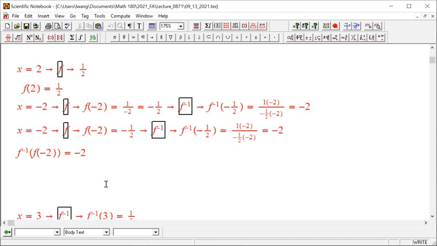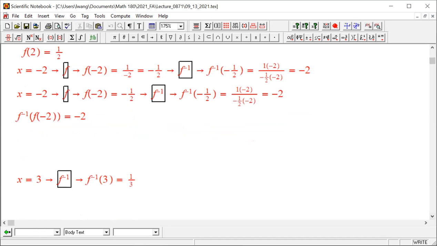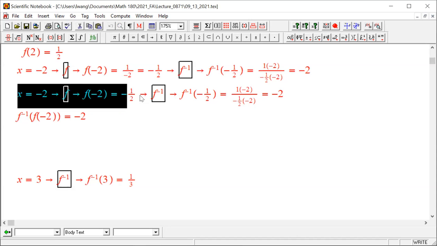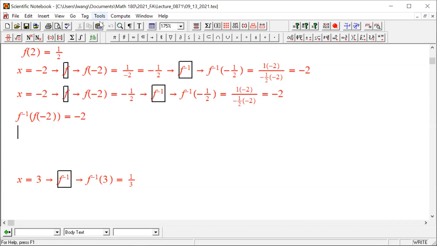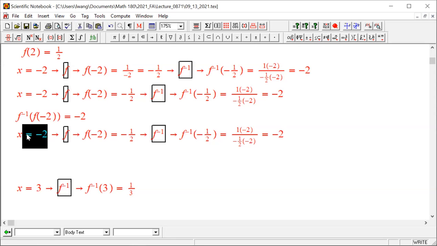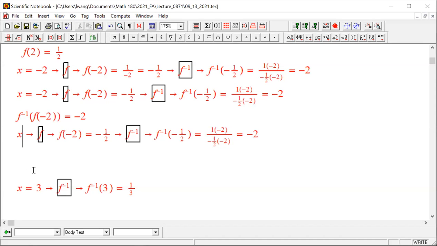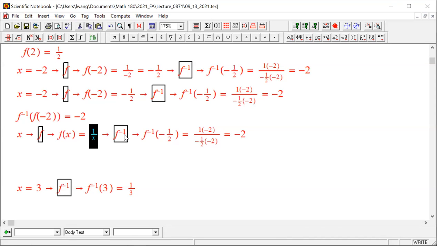Okay, so let's take a look. If I apply this process, instead of using -2, I'm just going to use any arbitrarily chosen number from the domain of f. And I will produce an f of x. And that f of x is, of course, going to be 1/x. I'm going to take 1/x and I give it as input to the inverse.